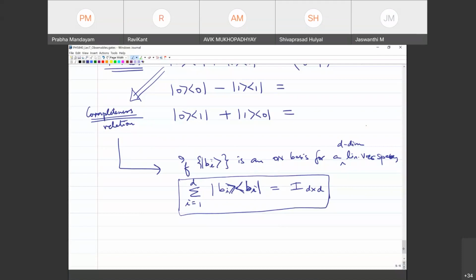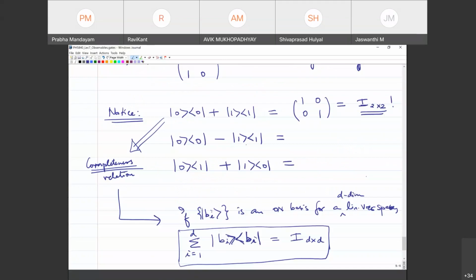Okay, now what about the second sum that I wrote down of these two outer products? 0, 0 minus 1, 1. What matrix is this? 1, 0, 0, minus 1. What is that? Pauli Z matrix. Indeed. So it's basically the sigma z up to an overall h bar by 2, right?